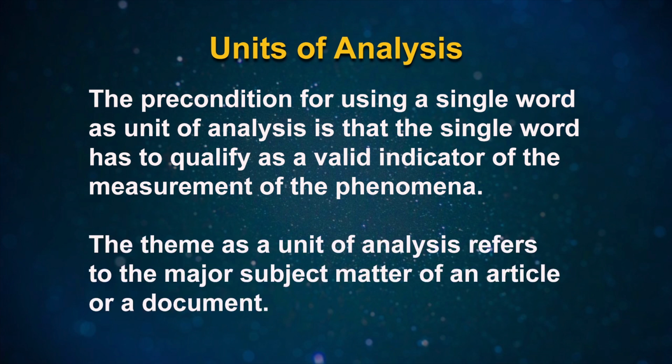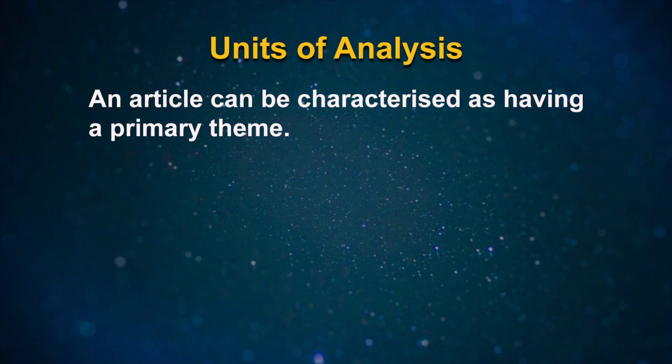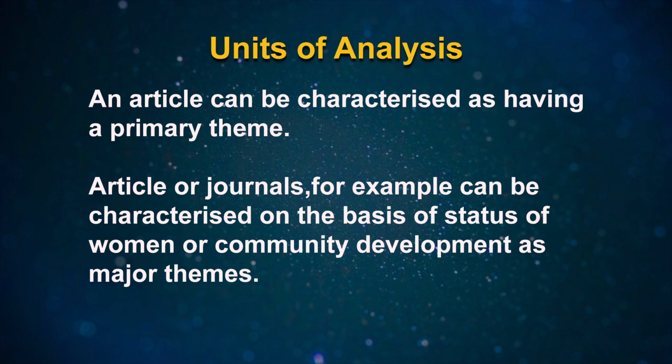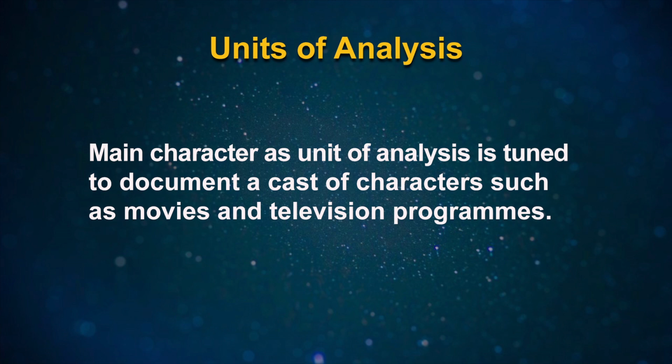The theme as a unit of analysis refers to the major subject matter of an article or a document. An article can be characterized as having a primary theme. Articles or journals, for example, can be characterized on the basis of status of women or community development as major themes. Main character as a unit of analysis is used to document a cast of characters, such as in movies and television programs. The fourth unit of analysis is sentence or paragraph.